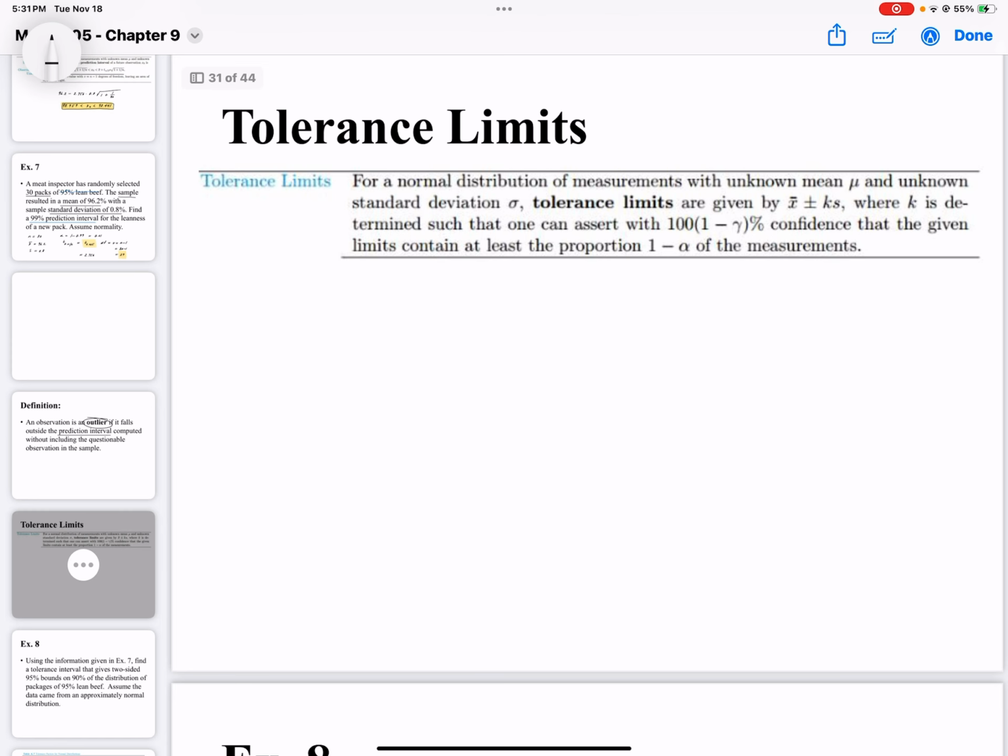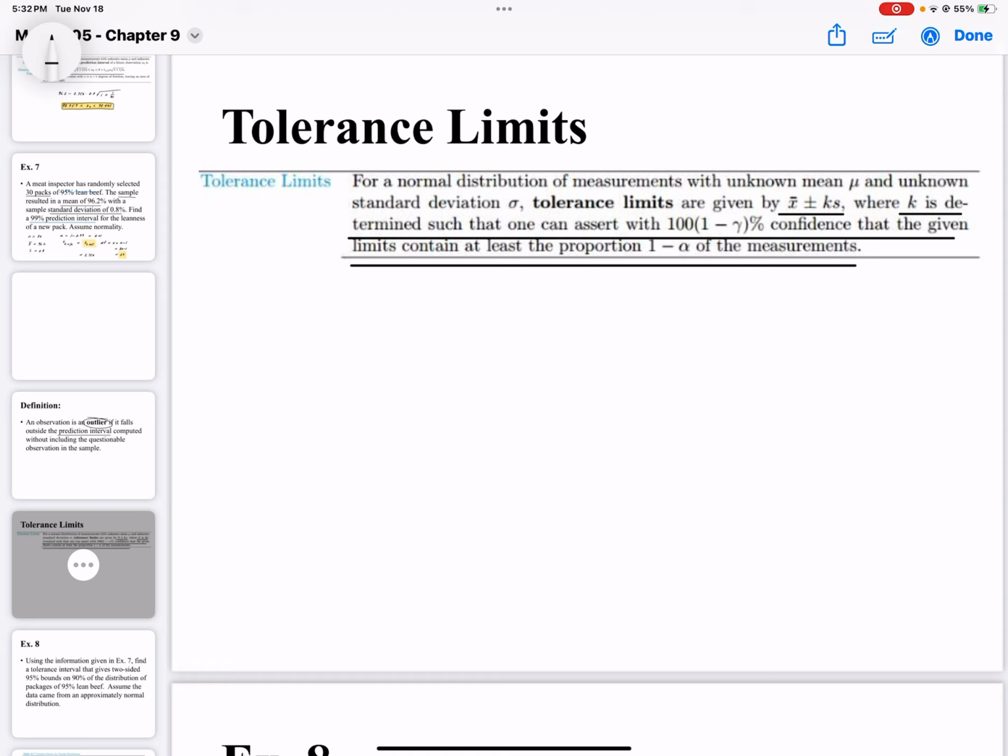So let's talk about tolerance limits. For a normal distribution of measurements with unknown mean and unknown standard deviation, we can compute our tolerance limits by this formula: X bar plus and minus KS. So what is K? K is the value that is determined so that you can assert with a certain level of confidence that the given limits contain at least a portion of those measurements.